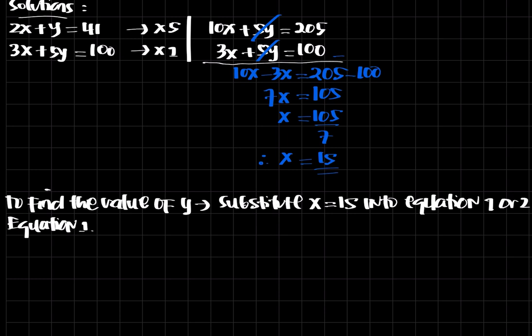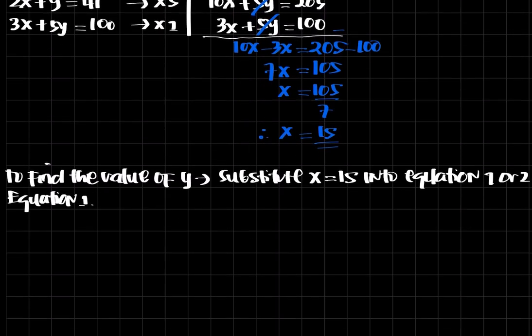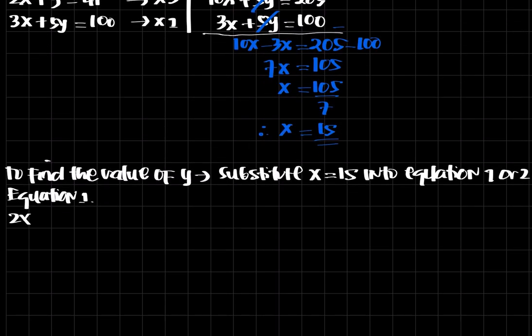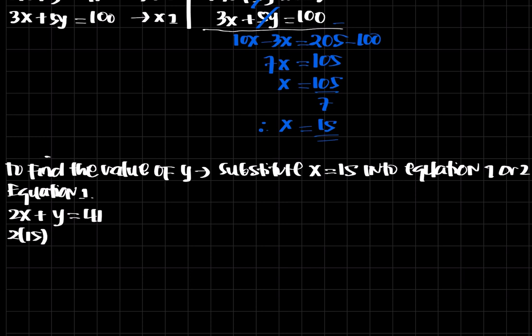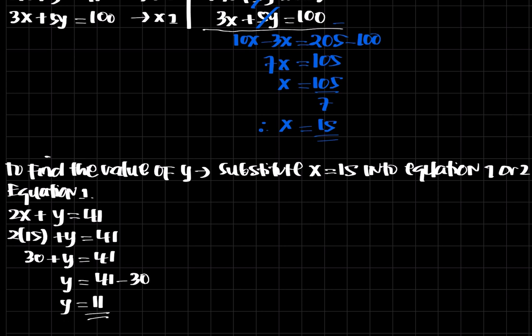So 2x plus y equals 41. So x is 15. 2 times 15 plus y equals 41. 30 plus y equals 41. 41 minus 30, y is 11. Okay, now let's prove for the second equation. Do we have the same answer?